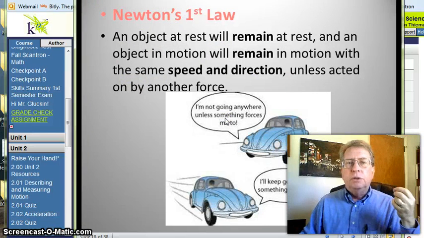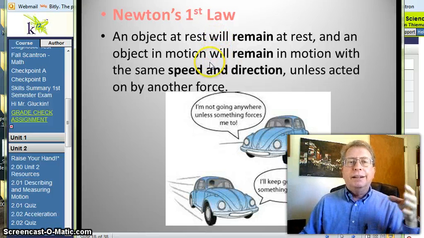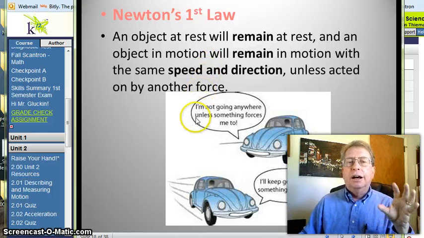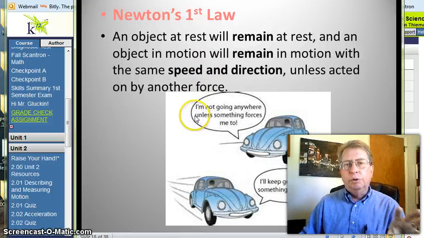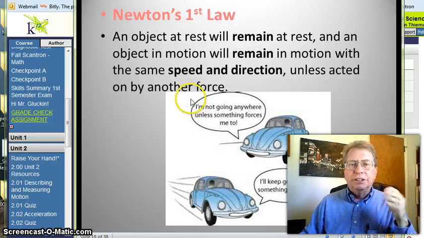Here's another way to look at Newton's first law. An object at rest will remain at rest, and an object in motion will remain in motion with the same speed and direction unless acted on by another force. And remember, you can pause and rewind this tape to make sure you understand everything here.